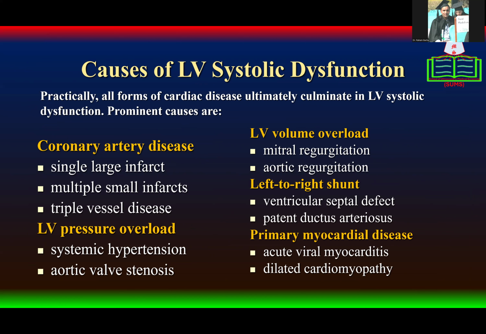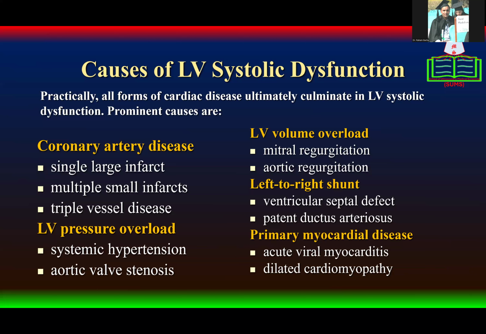So in the case of mitral regurgitation, the left ventricle will be overwhelmed due to an excessive amount of blood. Aortic regurgitation can also overload the left ventricle because the blood is pushed by the ventricle through the aorta, but due to the regurgitation, that blood comes back towards the left ventricle. Left to right shunting, ventricular septal defect.